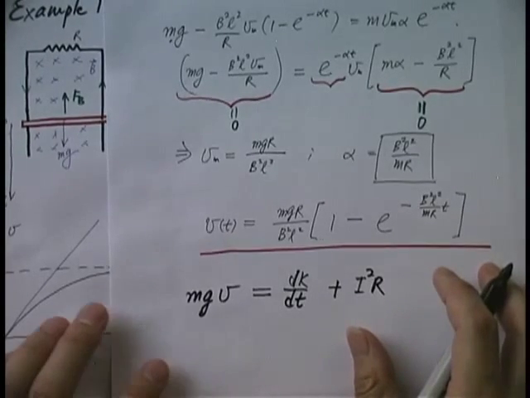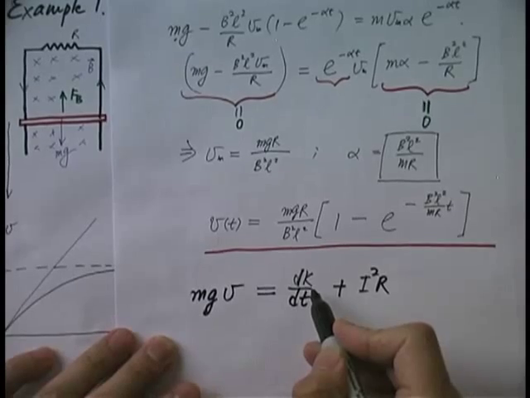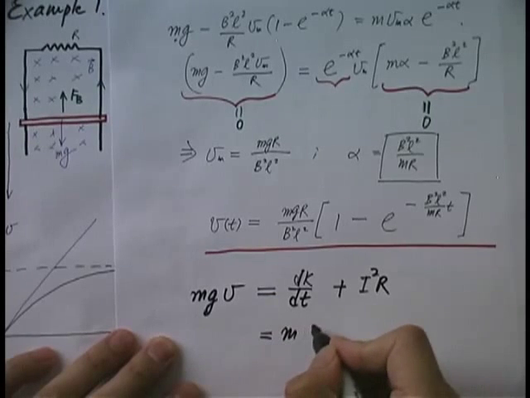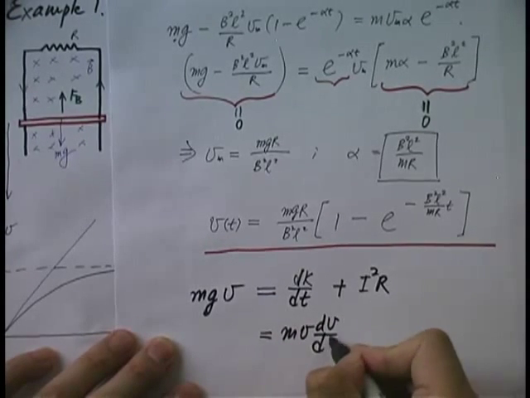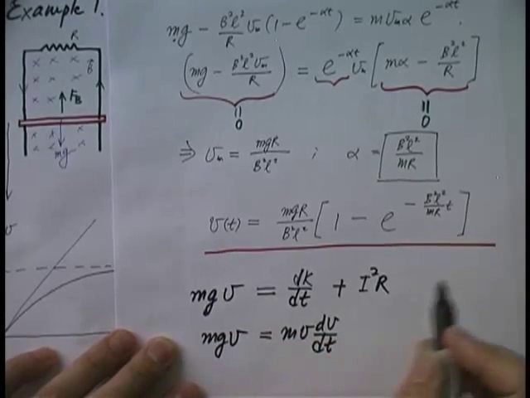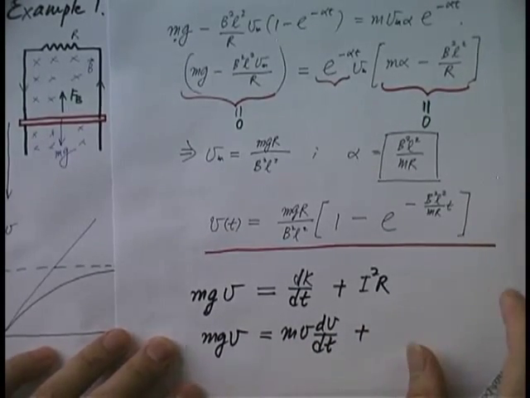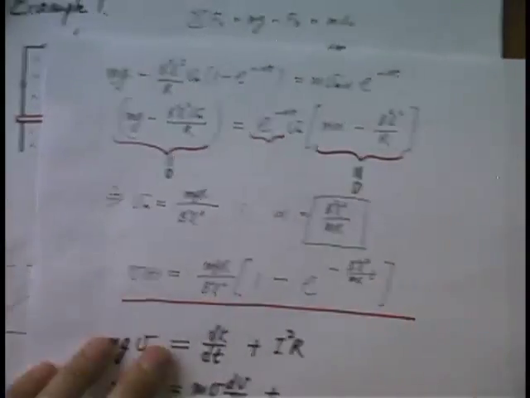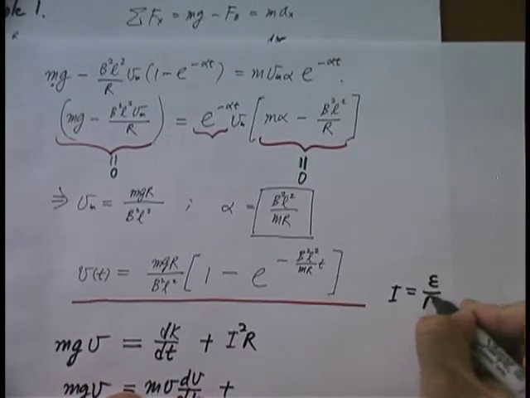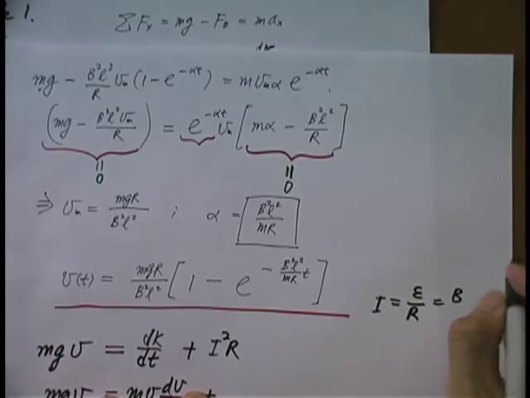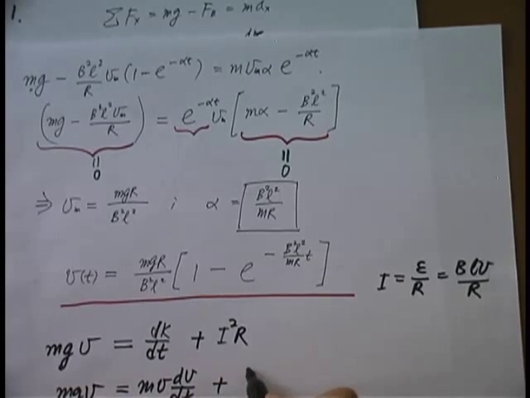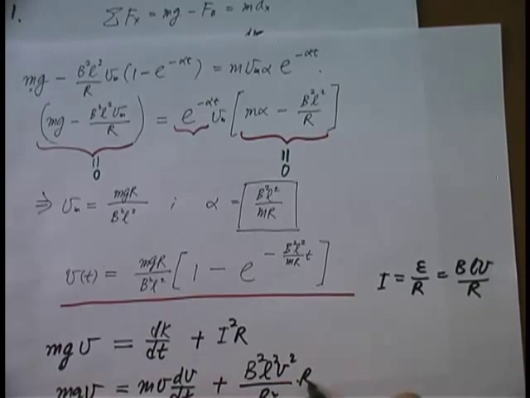Okay, is this actually correct? Well, let's see. What is dK/dt? dK/dt is just d/dt of 1/2 mv squared. So you get mv dv/dt. So it says mgv equals this, plus I squared times R. Now I know what I is, don't I? The current I is epsilon over R, and epsilon is BLv. So I is BLv over R. So I squared is B squared L squared v squared over R squared. That's I squared times R.